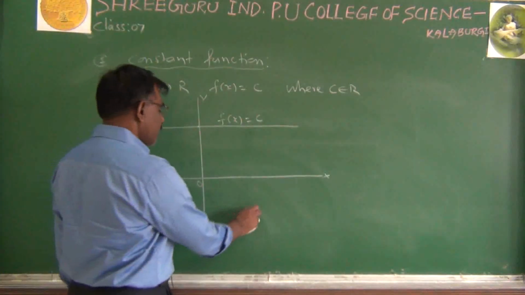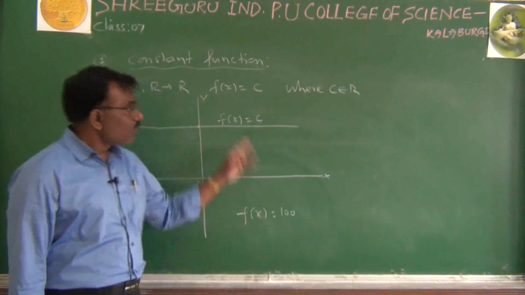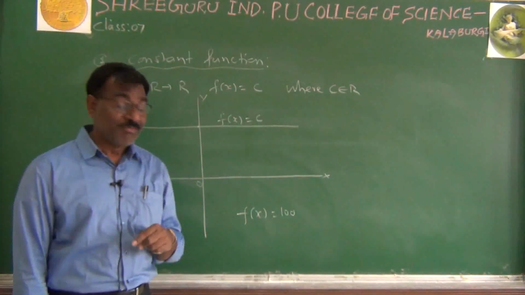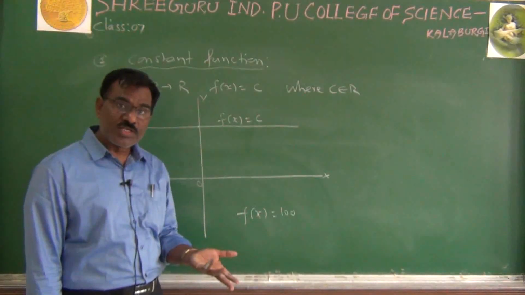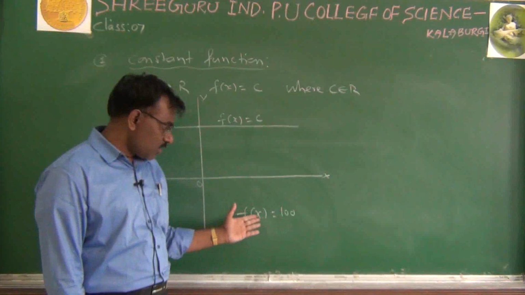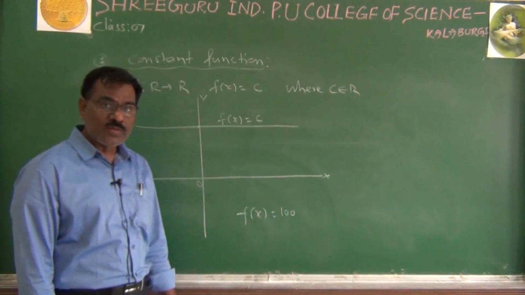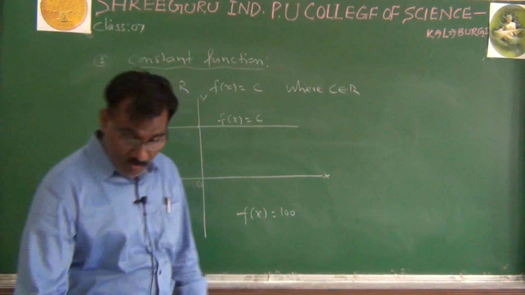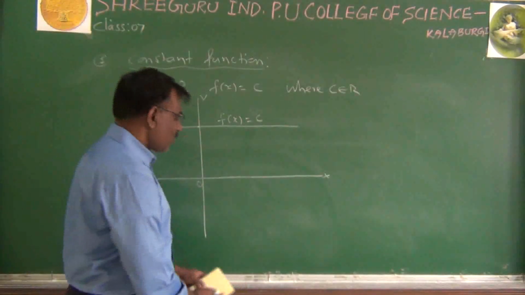For example, f of x equal to 100. Both x and c belong to real numbers. Whether x is 1, 200, 300, 400 or 1000, f of x is 100 only. No change. So this is called a constant function. That is very important. What is the domain?